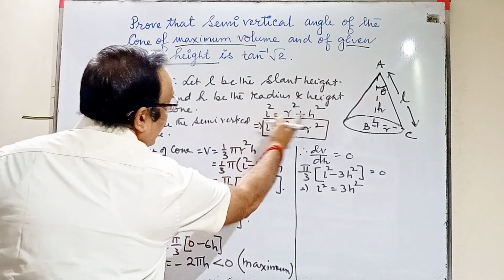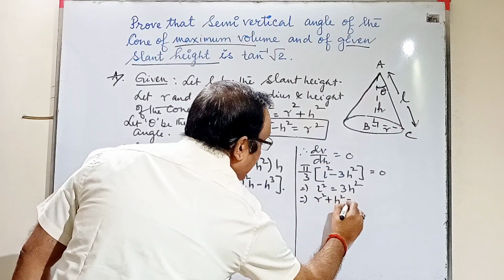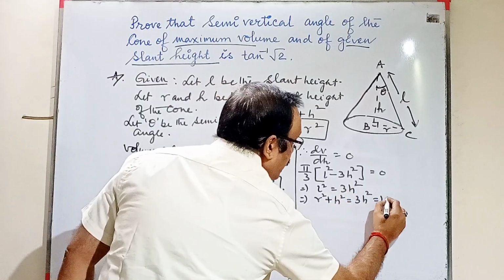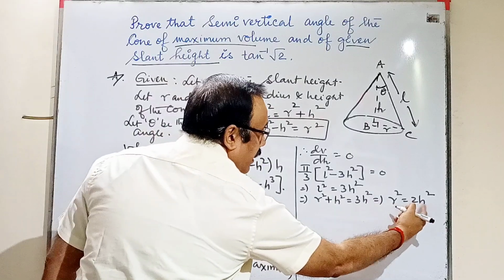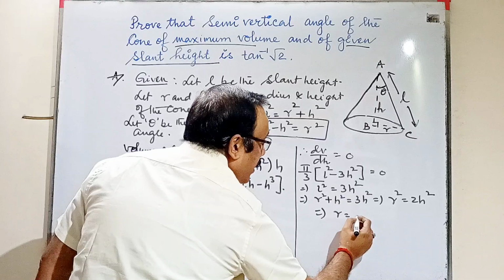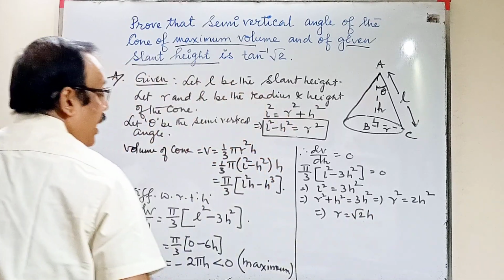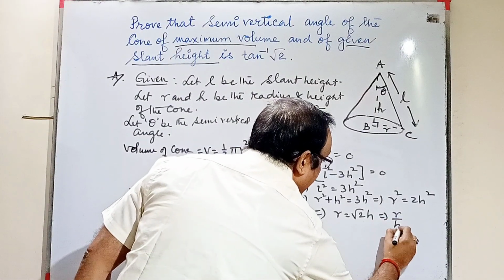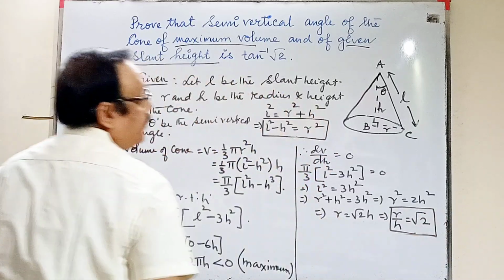Now what is L square? L square I know is R square plus H square. So R square plus H square is equal to 3H square. So from here, H square taken that side, you get R square equal to 2H square. So if I take the square root on both sides, we get R is equal to root 2 into H. So we get R by H is equal to root 2.